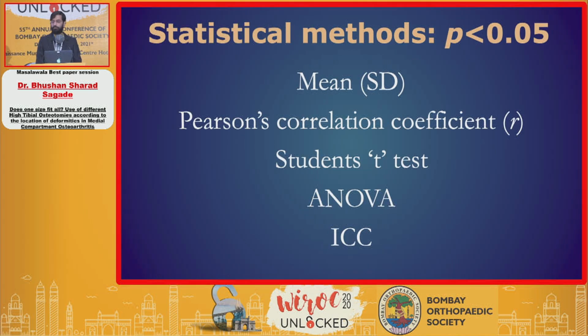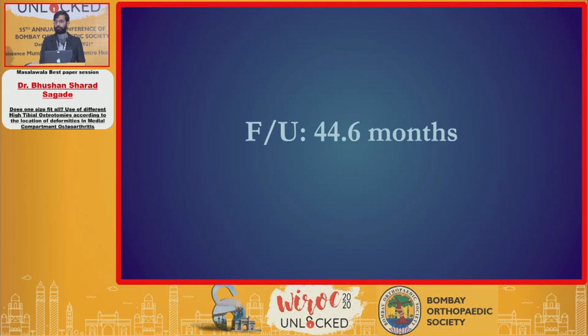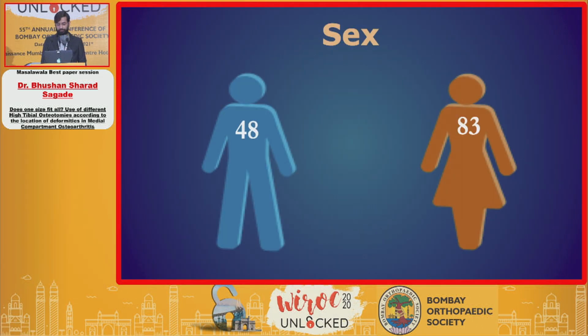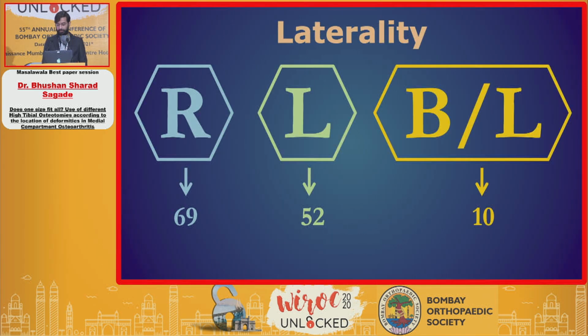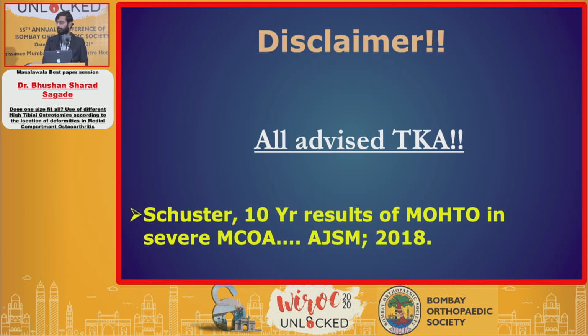These were the statistical methods applied. The mean age of our patients was 56.3 years with a standard deviation of 9.2. Average follow-up was 44.6 months. This is the distribution of sex and distribution of laterality. KL grade 3 and 4 constituted 80% of the knees, but these patients had no lateral joint line tenderness. All patients with higher KL grades were advised total knee arthroplasty by many surgeons, but patients insisted on a high tibial osteotomy. Our mind was open to the utility of HTO even in higher grades of osteoarthritis like this article from AJSM.